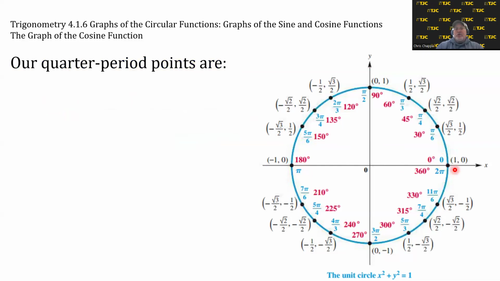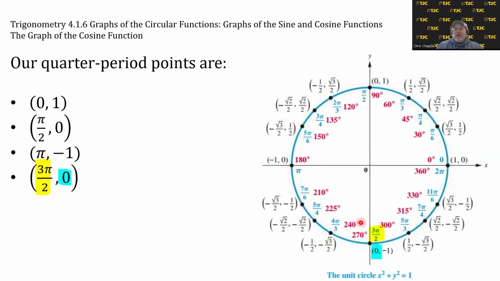Our quarter period points are: at 0 radians, cosine is 1, so 0 comma 1. At pi over 2 radians, cosine is 0, so pi over 2 comma 0. At pi radians, cosine is negative 1, so pi comma negative 1. At 3 pi over 2 radians, cosine is 0, so 3 pi over 2 comma 0. And at 2 pi radians, cosine is 1, so 2 pi comma 1.